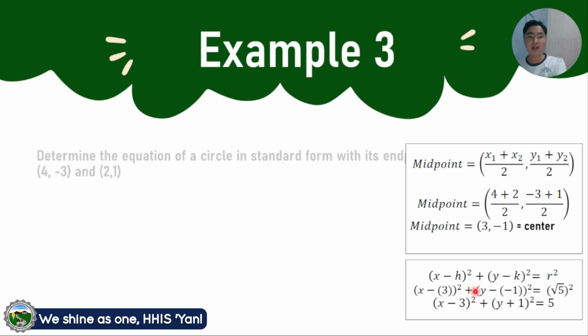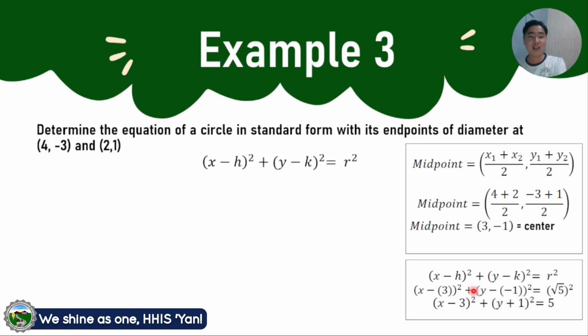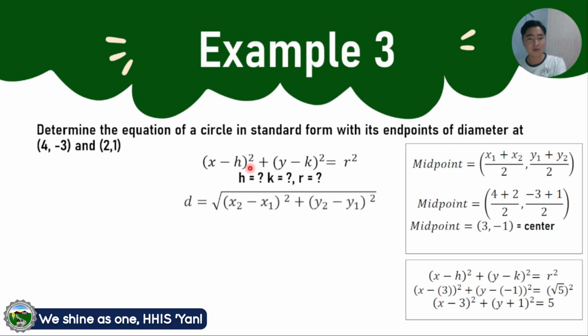So what if our next example naman is given naman yung endpoints ng diameter. So kanina, given ang center with a point, center with the radius. Now, given naman ang equation ng circle, hanapin natin kapag given ang endpoints ng diameter. So mahalaga, marunong tayo, no? So ibig sabihin, pag given ang endpoints ng diameter, hindi natin alam yung center, hindi natin alam yung radius. So wala lahat yung tatlo. Kailangan nating hanapin yung tatlong yan.